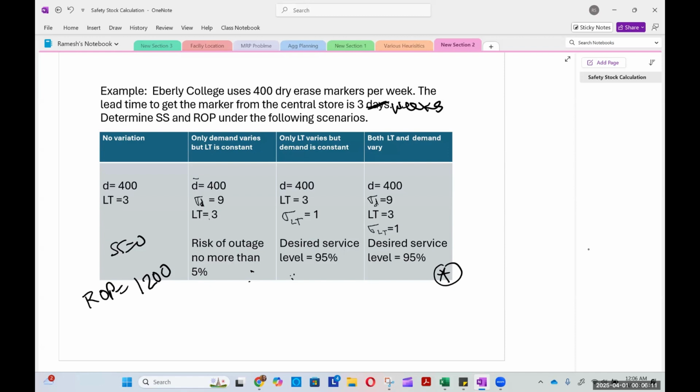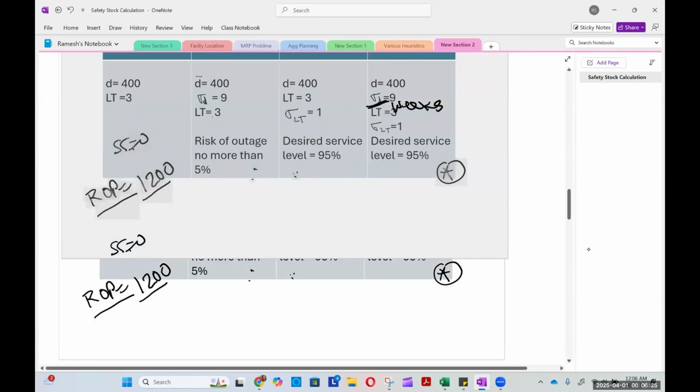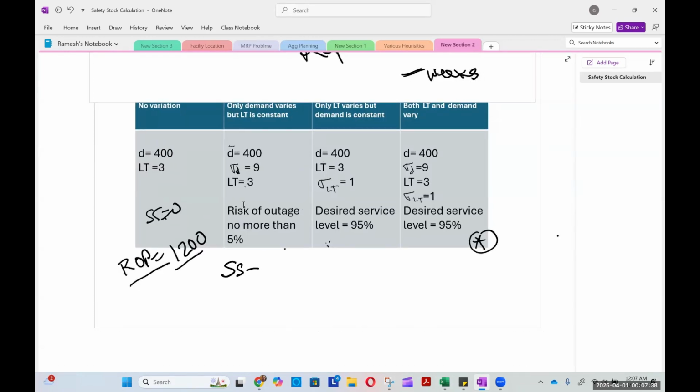All right, so let's do these calculations. Let's do the calculation for the second scenario. So again, there's no safety stock in the first, and the reorder point is simple, 1200. Okay, and these are weeks. Safety stock in this scenario, the formula this time is basically you need Z times sigma, or standard deviation of D, times square root of LT. LT is 3. That will be the formula when demand is fluctuating but lead time is constant. And Z is going to be calculated based on your wanting no more than 5% risk of outage. That means your service level has to be at least 95%.